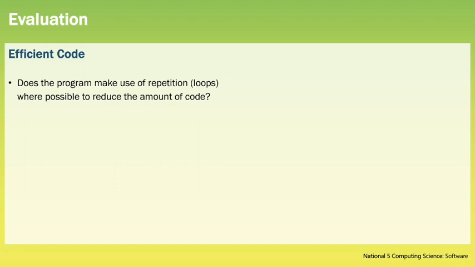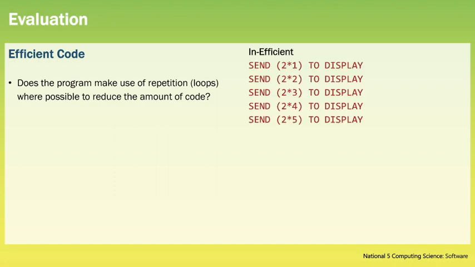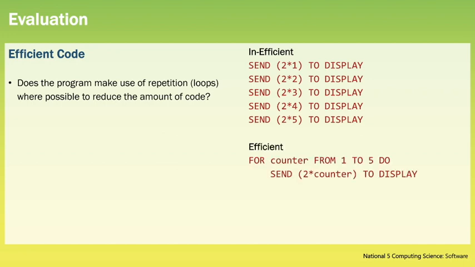And when we're talking about efficient use of code, we're answering 3 questions. The first question is, does the program make use of repetitions where possible to reduce the amount of code? For example, if we wanted to print out the 2 times table, we could have multiple different print statements. Or we could make use of a fixed loop and a counter that would complete the same thing.